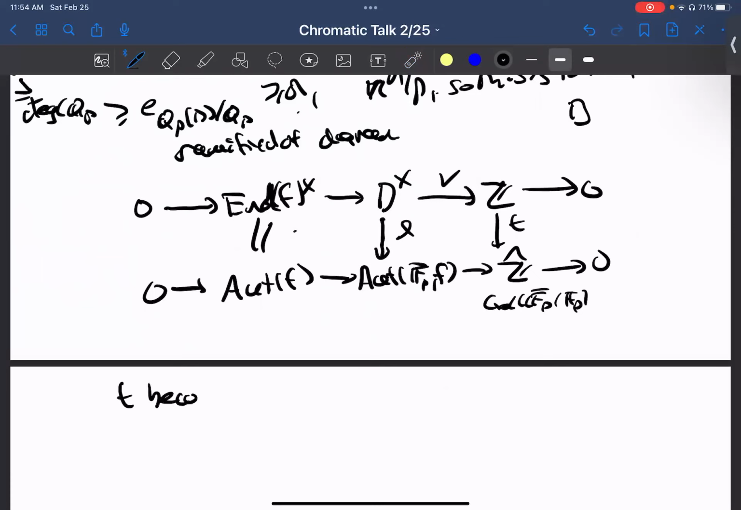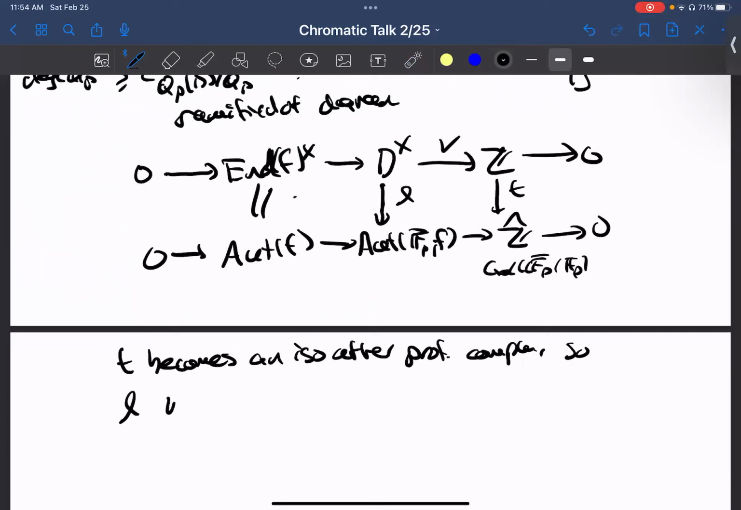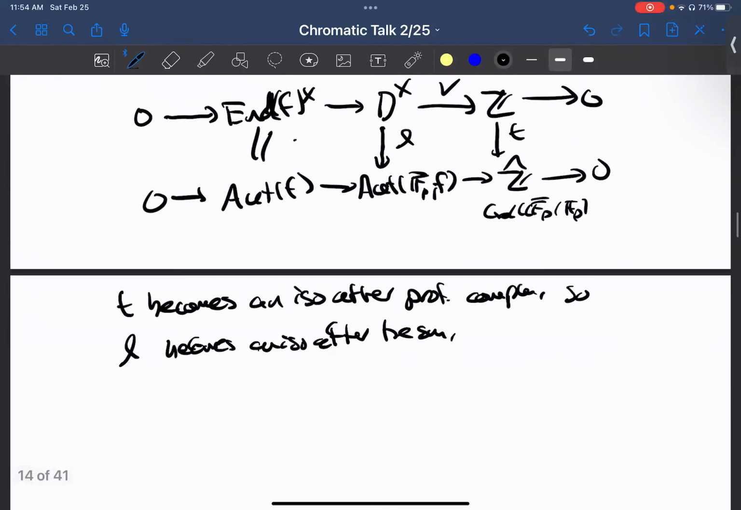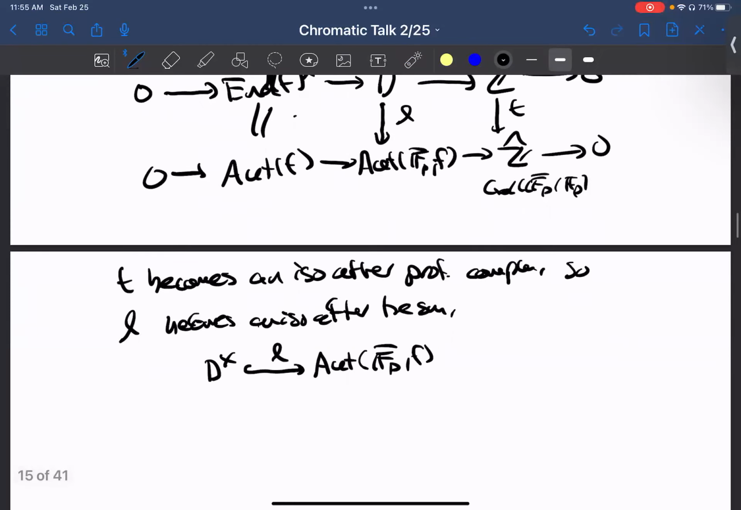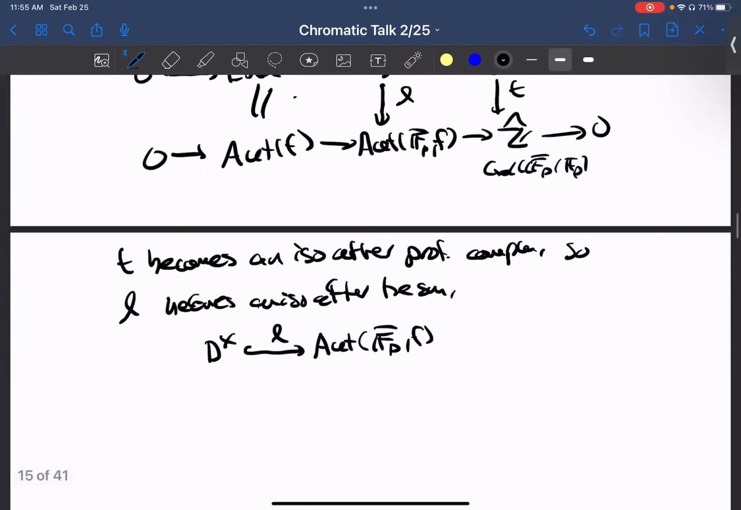T becomes an iso after profinite completion. So L becomes an iso after the same. And we find that we have this Dx sitting inside of Aut FP bar comma F, which gives us some way to look at explicit elements in terms of something simple like this division algebra here. All right.